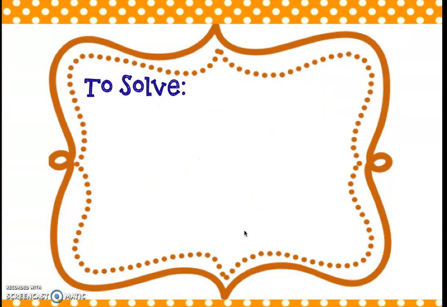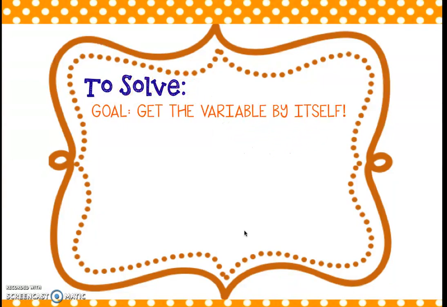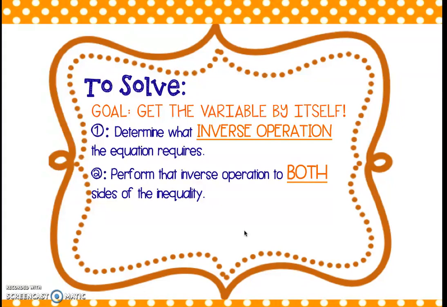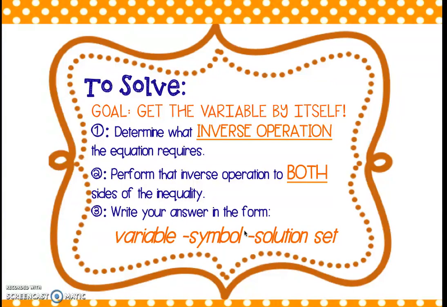So to solve a one-step inequality, like I said, it's going to look identical to solving a one-step equation, except the answer is going to be a little bit different. Our goal is still to get that variable by itself. We're still trying to cancel out all the other operations and isolate the variable. So the first thing we do is look at the inequality and determine what inverse operation it requires. Then we perform that inverse operation to both sides of the inequality. And last but not least, you're going to write your answer in the form variable, symbol in the middle, and then your solution set on the other side. So variable, symbol, solution.